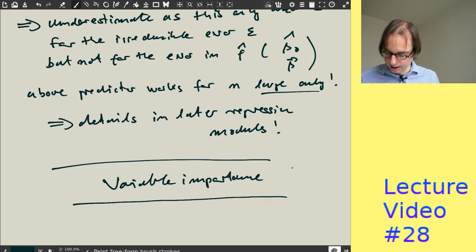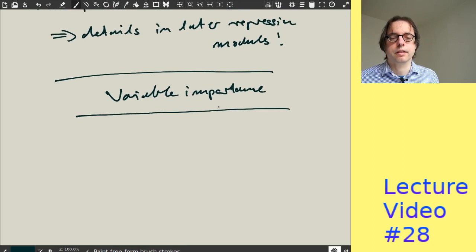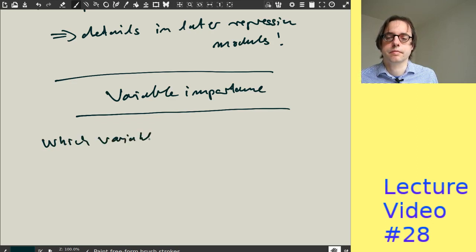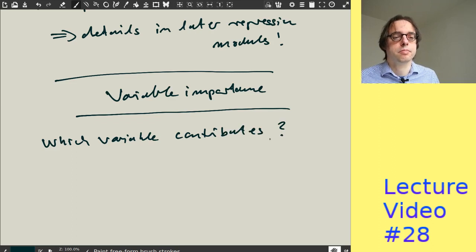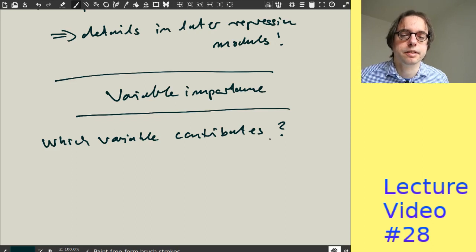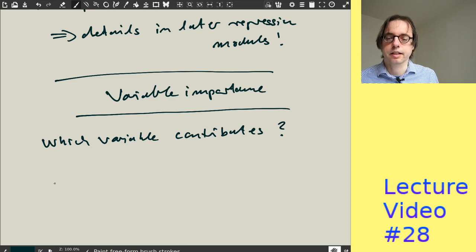So in prediction, we like to find out which variable contributes, and contributes to both fitting the model and predicting the model. Because in statistics we have two aims. We would like to explain the data that we see, and we would like to predict data that we haven't seen.